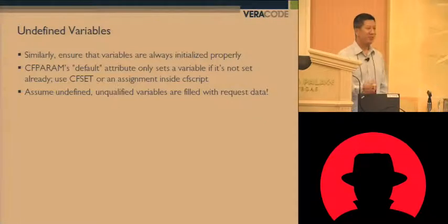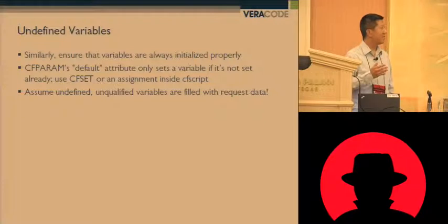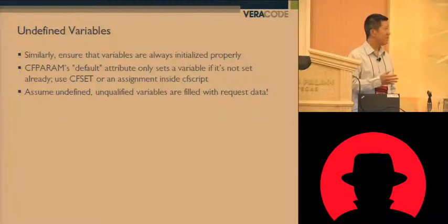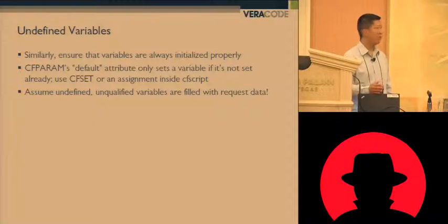Undefined variables are another case, sort of related to unscoped variables, but also related to the fact that there are similar tags in ColdFusion that you might think do the same thing, but they don't. The two of these that are most often confused are CFParam and CFSet. CFParam basically looks for a variable and figures out if it's not already set. And if it's not already set, then it will assign a value. CFSet will always make an assignment regardless of whether or not there's already a value there.